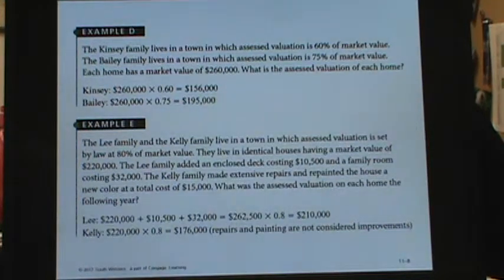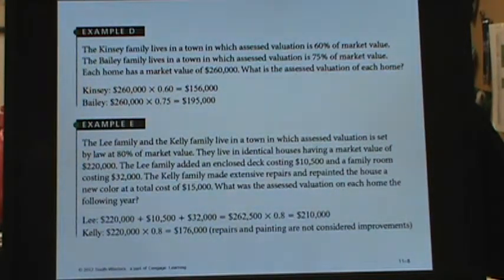So the Lee home, $220,000. Then we have the Lee family, they enclosed a deck, so we add that $10,500 to that. And then the $32,000 family room. So the total is $262,500, and we take 80% of that, which is $210,000. And that's what their assessed valuation is.